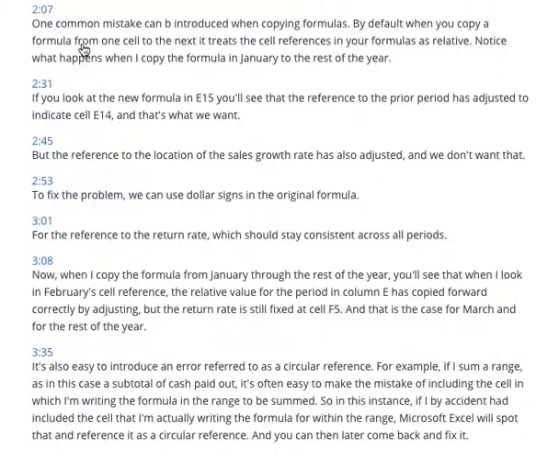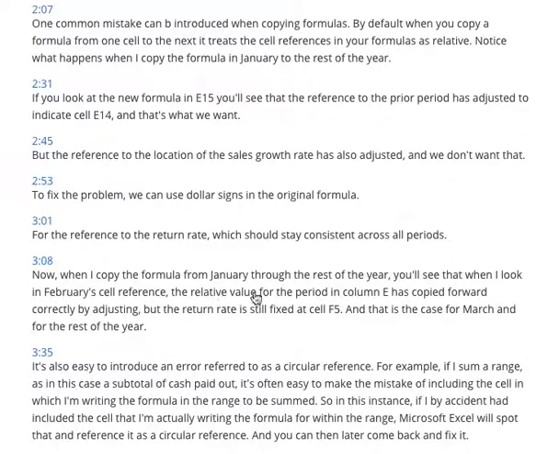By default, when you copy a formula from one cell to the next, it treats the cell reference in your formula as relative. Notice what happens when I copy the formula in January to the rest of the year. If you look at the new formula in E15, you will see that the reference to the prior period has adjusted to indicate cell E14, and that's what we want. But the reference to the location of the return rate has also adjusted, and we don't want that. To fix the problem, we can use dollar signs in the original formula for the reference to the return rate, which should stay consistent across all periods.